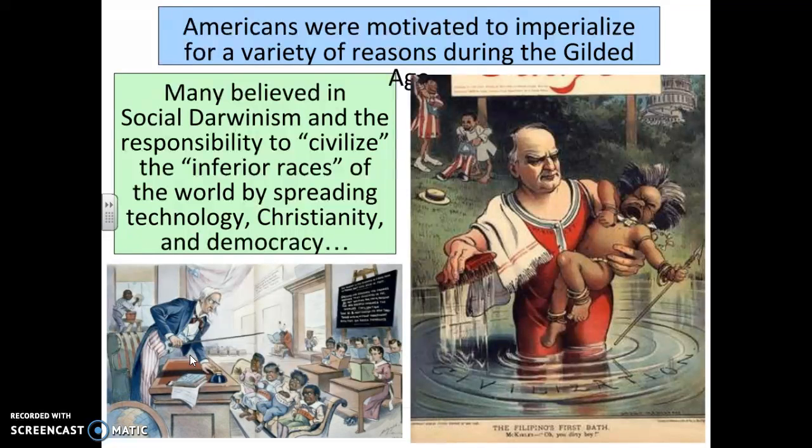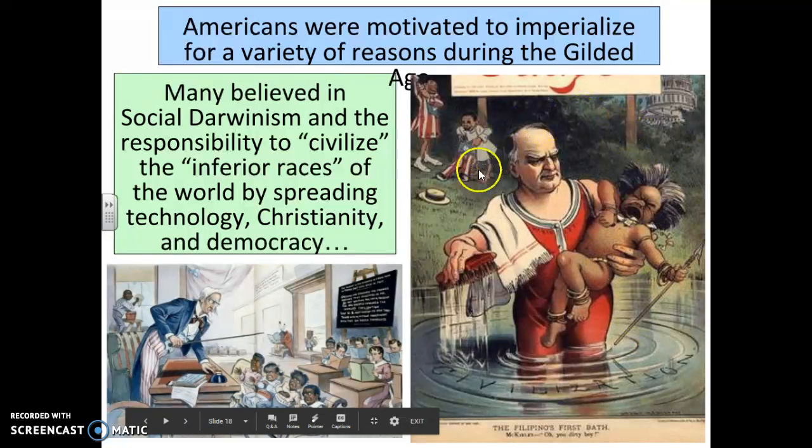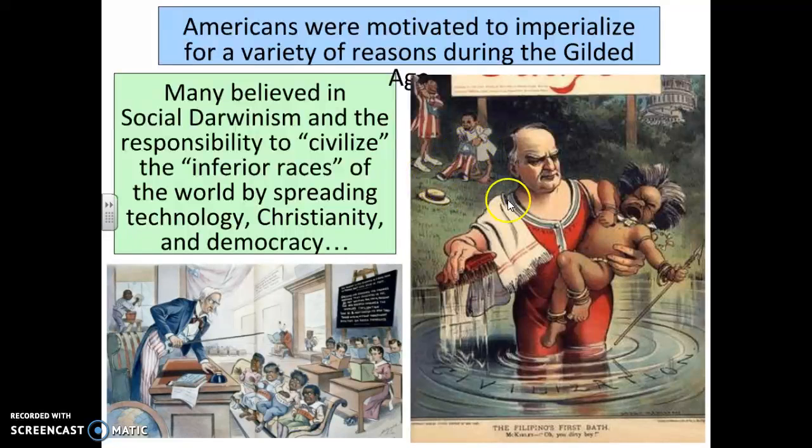There is a segment as well that believes in the idea of social Darwinism, and we talk about this in world history as well. This idea of civilizing inferior races. And this little cartoon here shows President McKinley, who was more of the imperialism president, going into a place like the Philippines, and trying to cleanse with civilization the people of the Philippines. And you can see here that the child is resisting, while you have some in the background that are putting on United States clothing, showing that they are adhering to it.